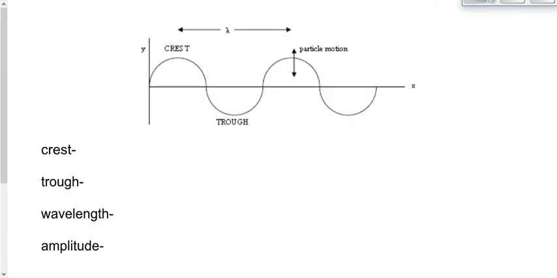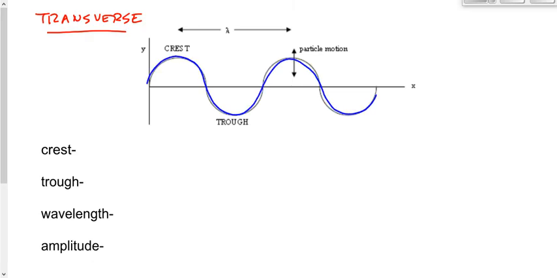Let's take a closer look at the transverse wave and label a few parts of it. We have a graph here on this transverse wave. It's y versus x, so it's y position versus x position. And you can see the wave motion right here. And you can see the particle motion is perpendicular to the direction that the wave is moving.